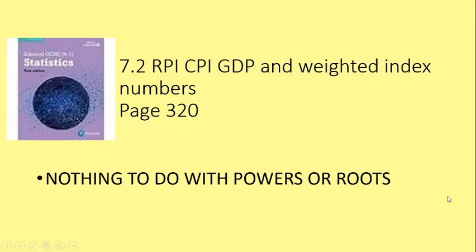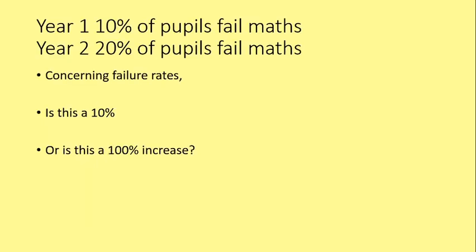Okay, weighted index numbers. Index numbers is a fairly straightforward chapter, so I'm just going to go through a couple of examples. Right, something for you to think about when we talk about index numbers. Let's say last year, so year one, 10% of pupils fail maths. Let's say in the second year, 20% of pupils fail maths.